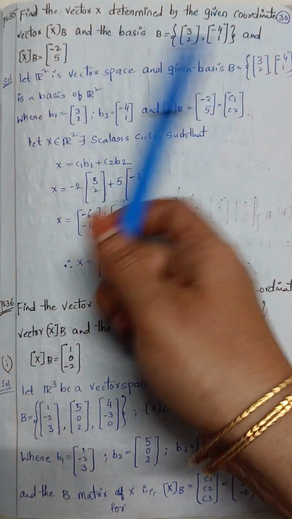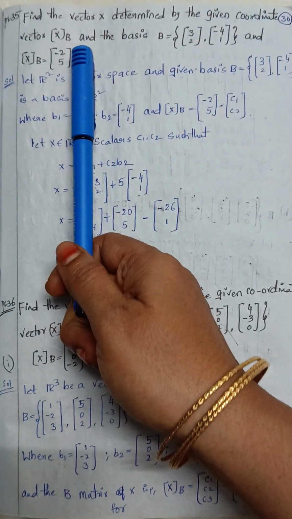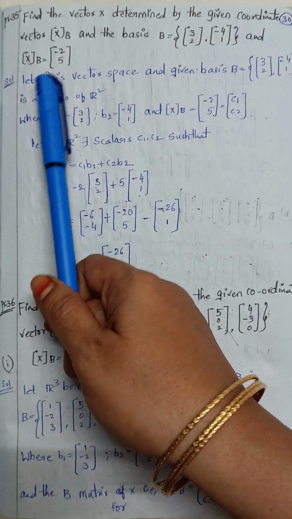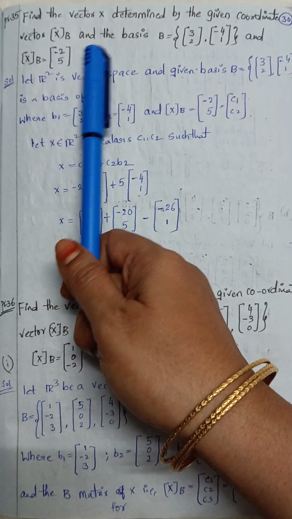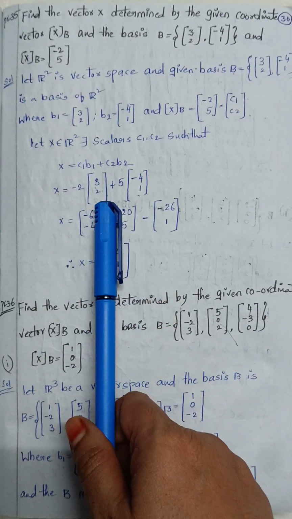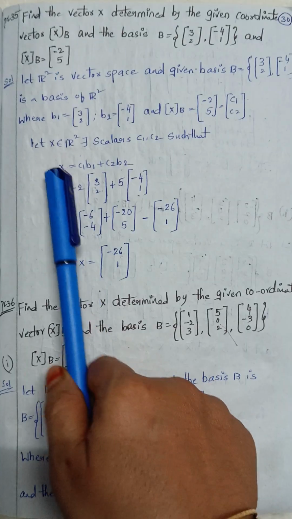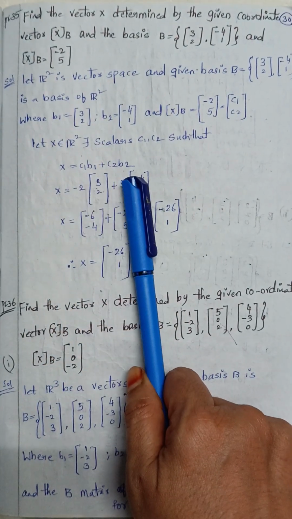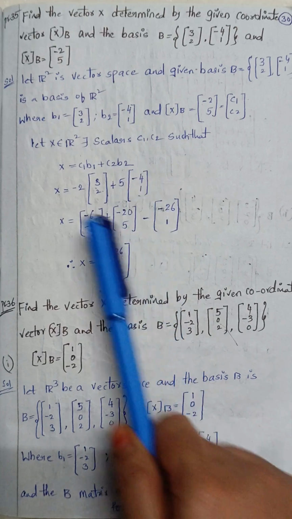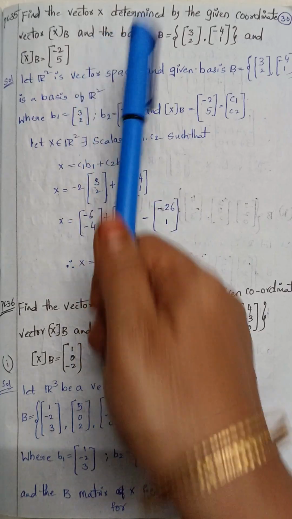Here is one similar problem. Find the vector x determined by the given x over b, where x over b, that is the scalar set, is given: c1 is minus 2, c2 is 5 here, and two basis vectors are given. Then we need to find a vector in R2, meaning that vector can be expressed as a linear combination of these two vectors. Then substitute those values, then you are getting the x vector which belongs to the given vector space R2.